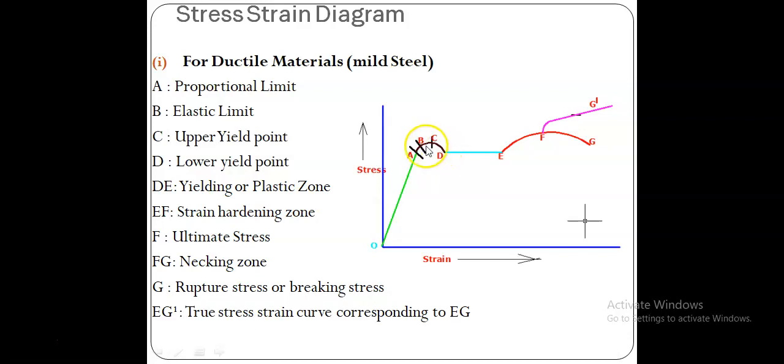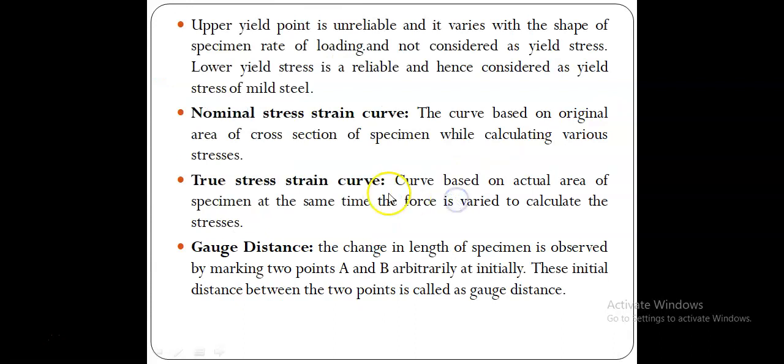Okay, lower yield point. When compared to the upper and lower yield points, the lower yield point is most reliable, and therefore it is being considered as the yield stress. This point D is called the yield stress on mild steel. Then DE is the yielding or plastic zone. Yes, then the nominal stress strain curve.